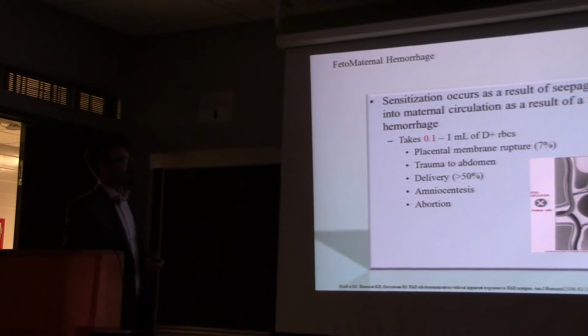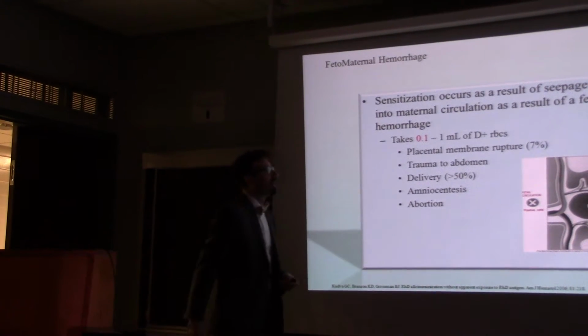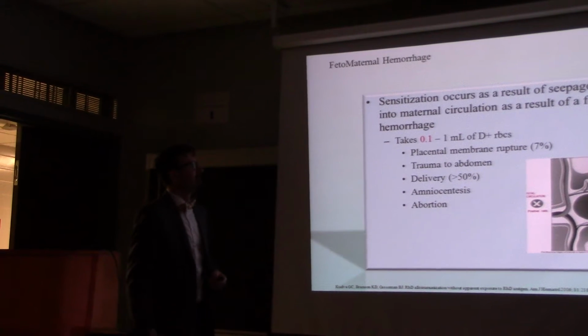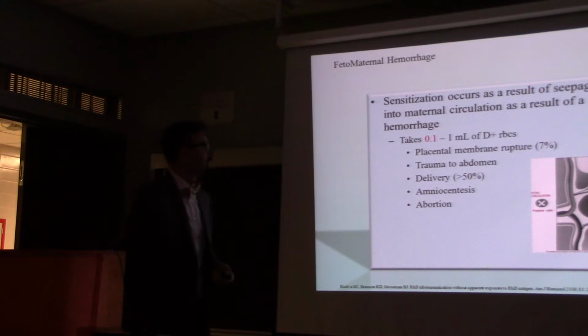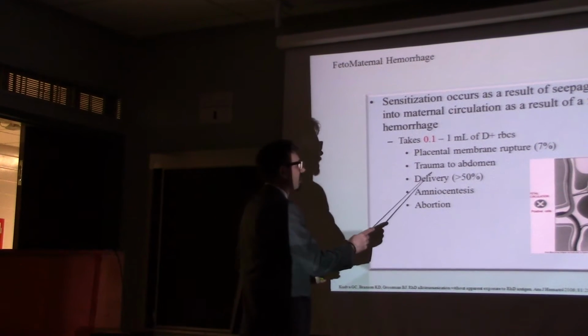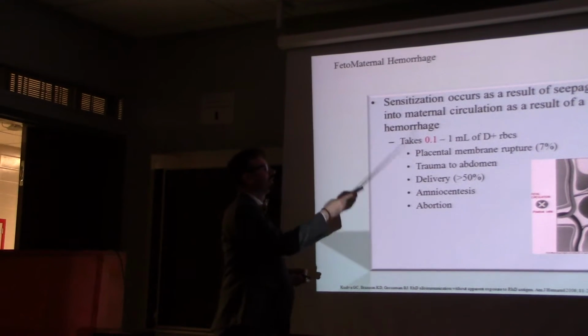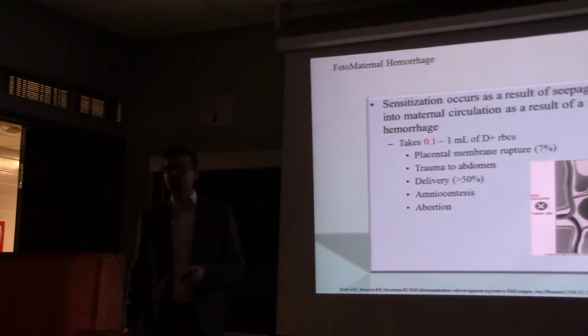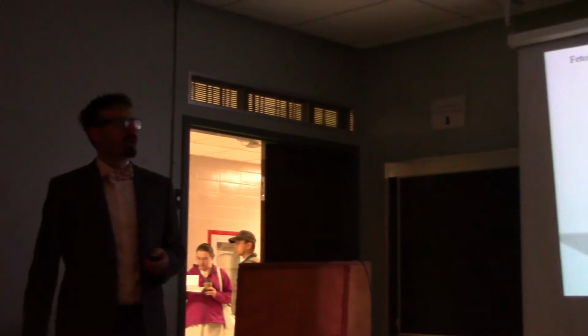So, hemorrhage. The hemorrhage can be as little as 0.1 to around 1 mL of blood, red blood cells, and most of this is caused by delivery, but other things from trauma to membrane rupture can also lead to this fetal membrane hemorrhage.